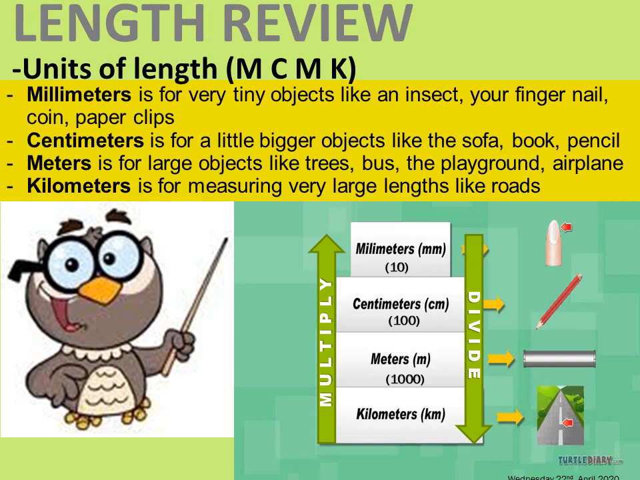How about kilometers? Remember, kilometers is the only different one that you use for roads. It measures very large lengths like roads and distance between roads. And look at our block, our length block. Here, our length block shows us that millimeters is the smallest, centimeters, then meters, and kilometers. Do you remember that 10 millimeters make 1 centimeter, and 100 centimeters make 1 meter, and 1000 meters make 1 kilometer? I hope you remember that.